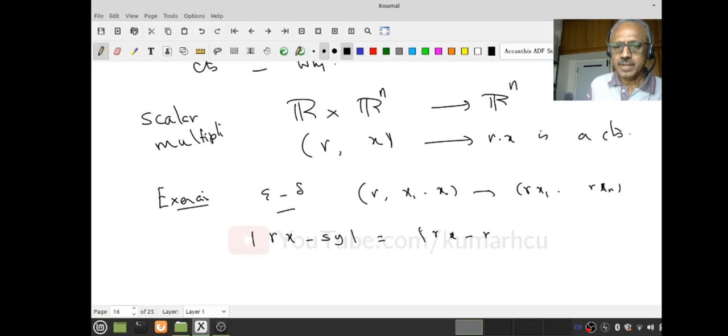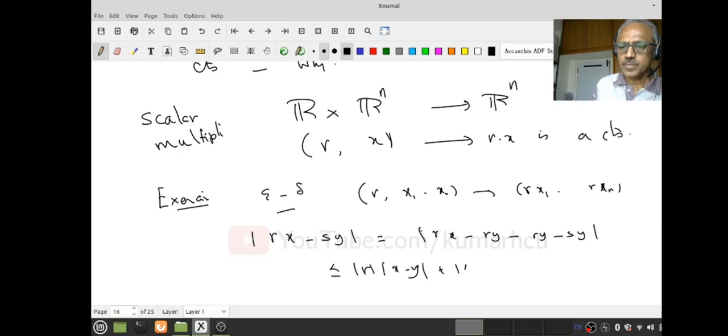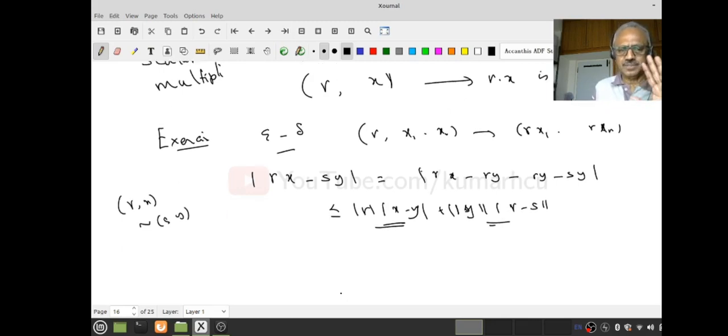Rx minus Ry, plus Ry minus Sy. That's less than or equal to R times modulus of x minus y, plus modulus, norm of y times modulus R minus S. Right? So if Rx is near to Sy, then you can make this continuous. This is just the idea. With this you should be able to work it out. This is an exercise.